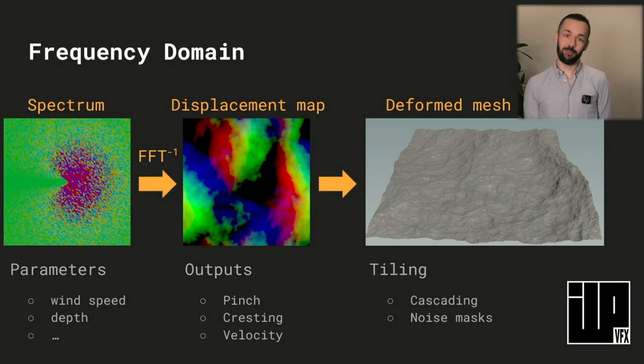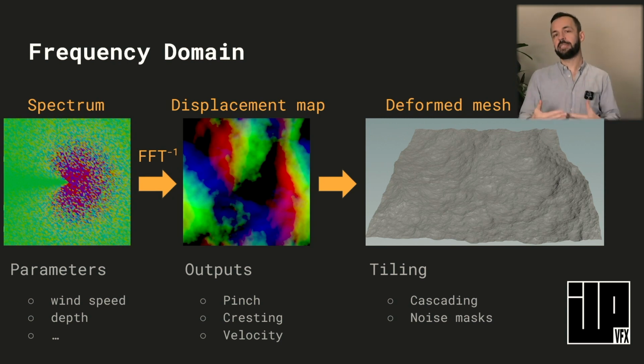And then if we transform this, we get a displacement map, which is basically how much to move each point on the geometry. So if we have a plane and we displace it using this map, we will get something that looks like an ocean surface.